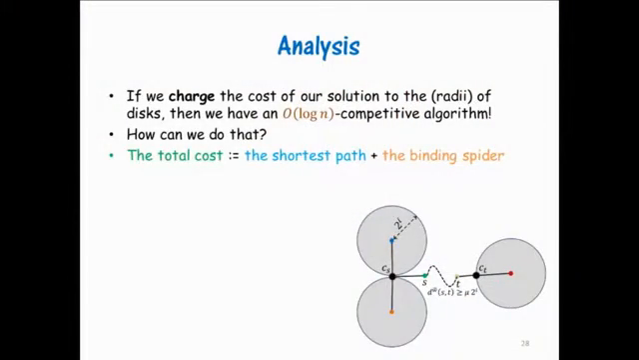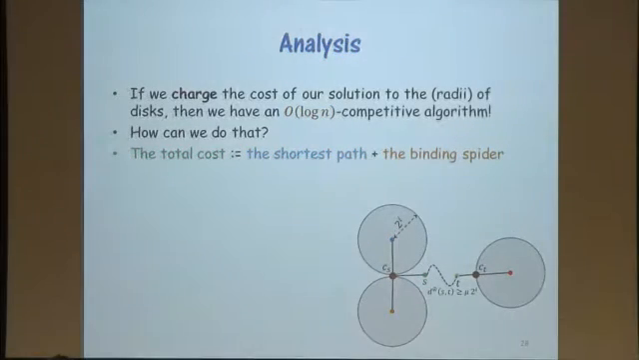So let's see how we can analyze this. Again, if we want to just charge the cost of all these paths that we are buying to the radius of the disks, now I can assume that we only have log n layers. I mean, you can scale down stuff so that you only need to keep log n layers. And then if I can successfully charge the cost of my algorithm to the radius of the disk, this will give me a log n competitive algorithm, because every layer would be a lower bound for OPT, and I only have log n layers.